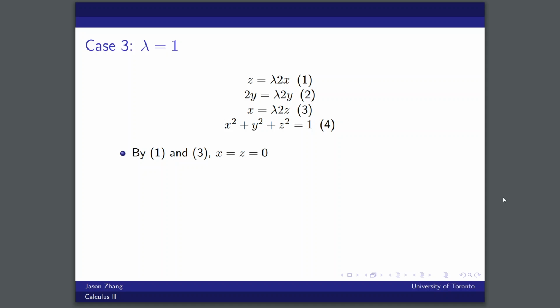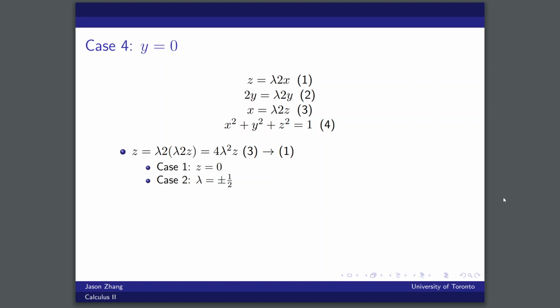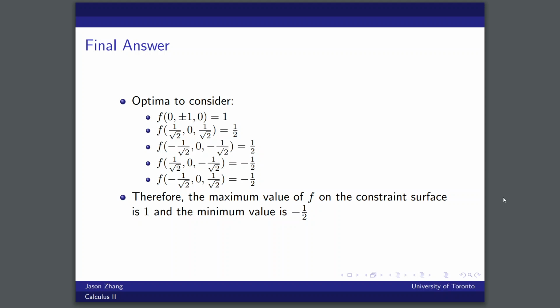In the third case, we consider lambda is equal to 1. So using equations 1 and 3, we would know that x and z must be equal to 0. And in case 1, we already covered the case where z is equal to 0. So we actually don't need to even consider this anymore because this is redundant. And in case 4, we set y is equal to 0. We show that z is equal to 4 lambda squared z. And we again get two cases, z is equal to 0 and lambda is equal to plus or minus 1/2. But we've covered both of these cases already. Those were case 1 and case 2. So this is redundant. So therefore, we have these optima to consider.